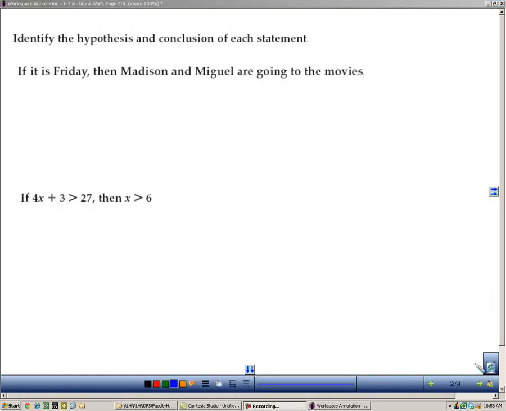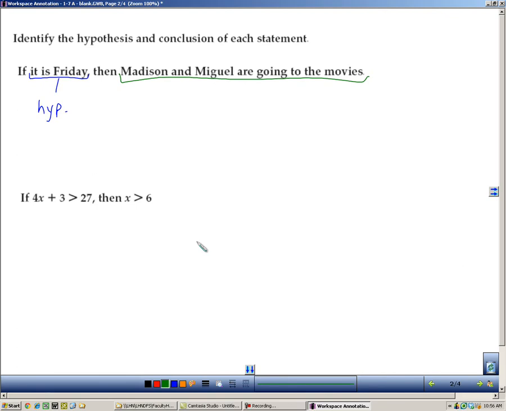Here are some examples in which we're asked to identify the hypothesis and the conclusion. Now, if the statement is written in an if-then format, it becomes very easy. In this case, it says, if it is Friday, then Madison and Miguel are going to the movies. Well, the hypothesis is the part that comes after the if, and that's why I say if it's written in if-then form, it's real easy. So this is the hypothesis. And the conclusion is the part that comes after the then. So Madison and Miguel are going to go to the movies. That's the conclusion.